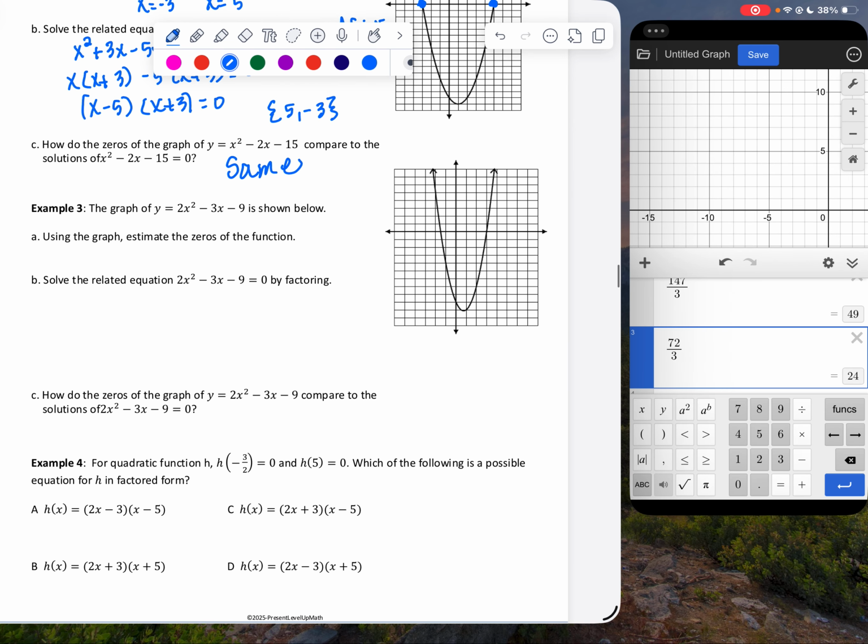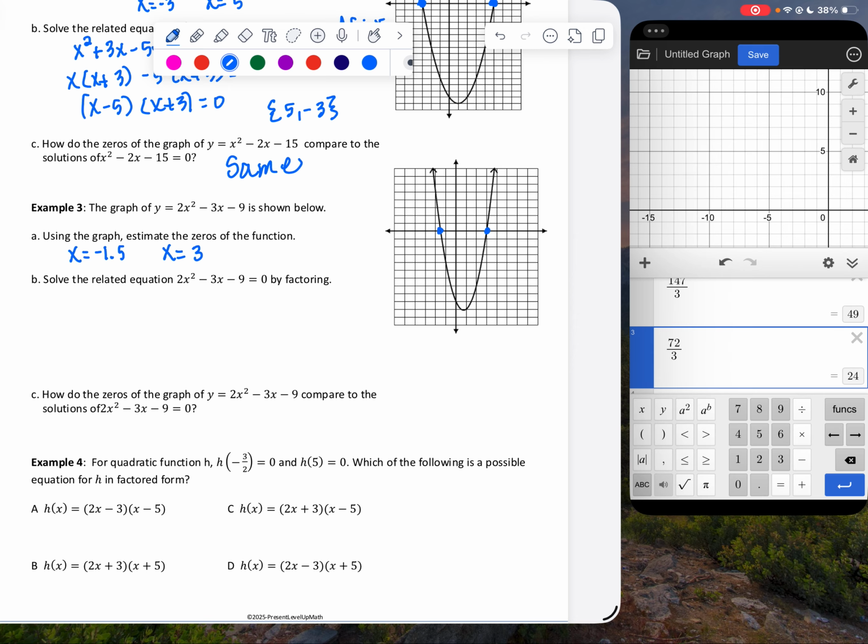The graph of 2x squared minus 3x minus 9 is shown below. Using the graph, estimate the zeros of the function. All right, so I have 1 here and 1 here. So let's see, negative 1. I'm in between negative 1 and negative 2. So I'm going to estimate the first one is something like negative 1.5. The second one, 1, 2, is positive 3.